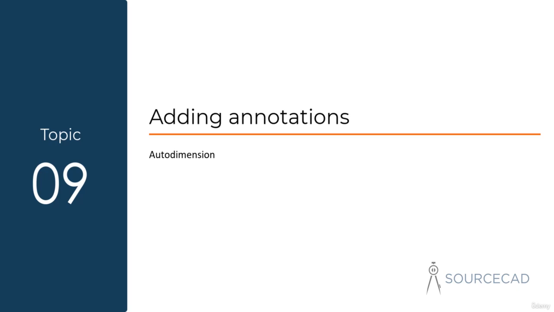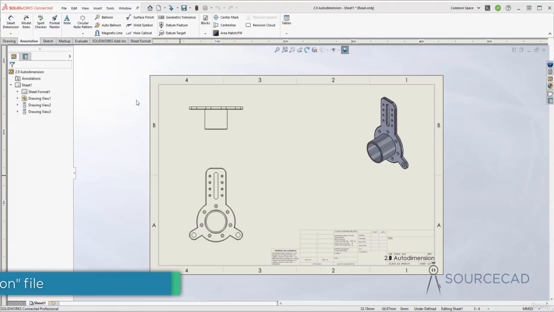So far we've added dimensions manually, but there is a tool in SolidWorks called Autodimension, and you can use it to add dimensions automatically in a drawing view. So here I have three different views. We have the front view, the top view, and the isometric view. Of course, not in isometric, we'll add the dimensions in these two views. So here I will start with the top view and I'll add the dimensions here.